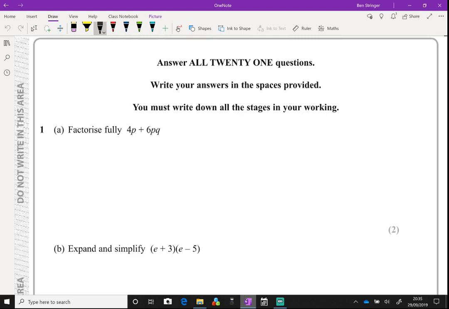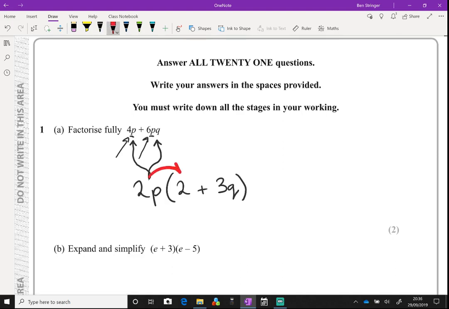Factorising fully the following expression, you're looking at what's in common. Now I can see they both have a number which is common to both the left term and right term. 2 will go into both of those numbers, and p is also common to both of these, so you can take out a p. And now you have to think to yourself, 2p times what gives you 4p? 2. And 2p times what gives you 6pq? Well, if I multiply it by 3, that'll give me 6p, but I need to put a q there to make it 6pq. And of course, if you wanted to, you could multiply this back out to get 4p and 6pq.